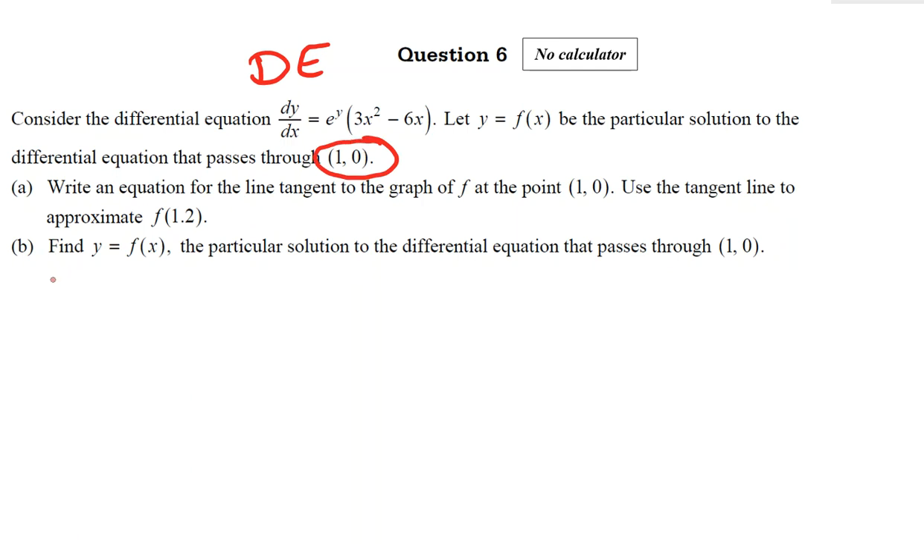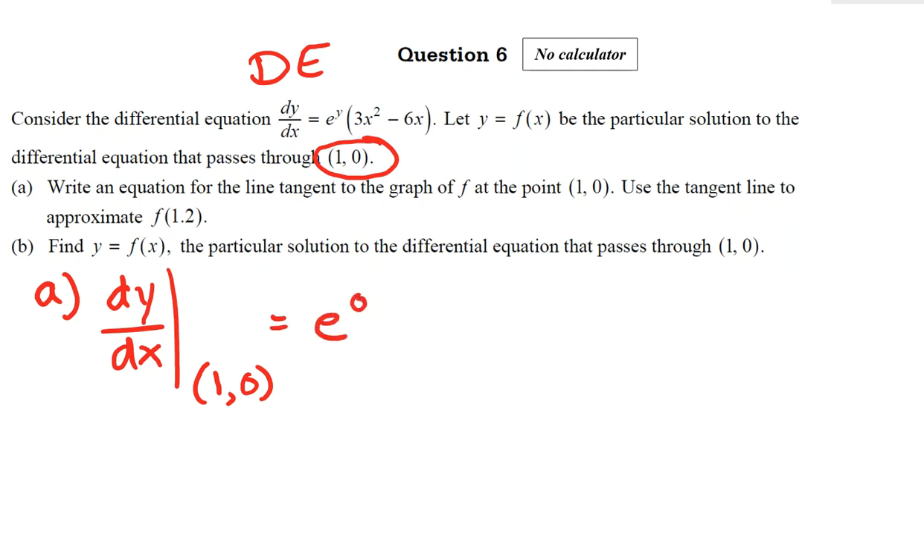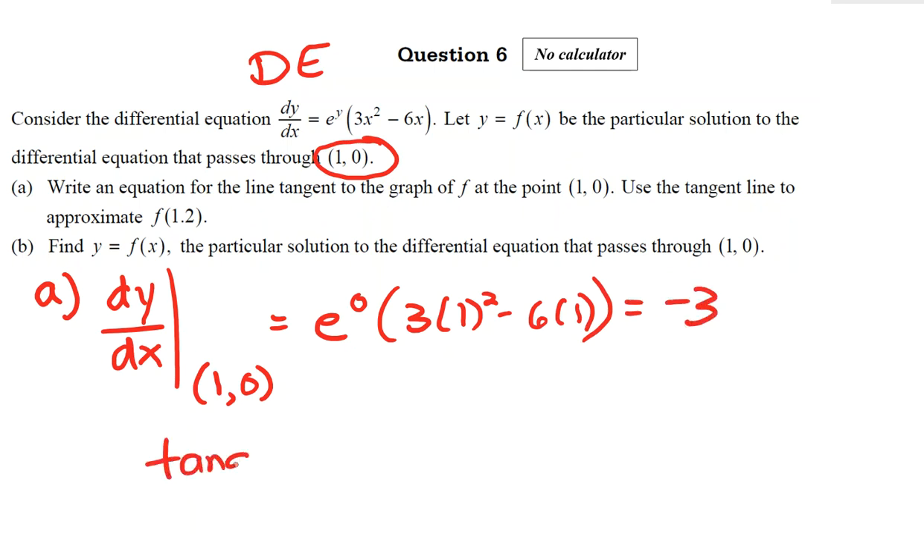Part A, though, we're not ready to separate our variables yet. Part A says first find a line tangent to the graph of our solution curve at (1, 0). So for a tangent line equation, first we need a slope. Well, that's what dy/dx is, the slope. The slope of the tangent line is the derivative, so we simply have to find e to the 0 times 3 times 1 squared minus 6 times 1. So e to the 0 is 1, times negative 3. So there's the slope of our tangent line.